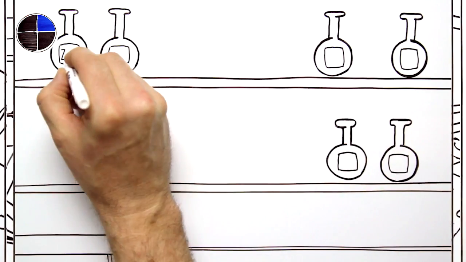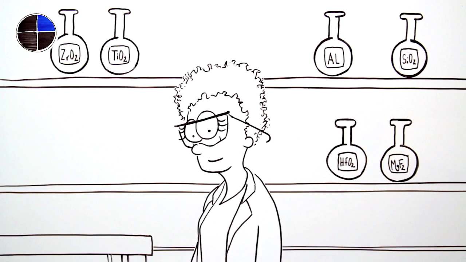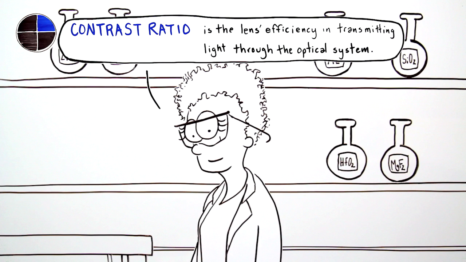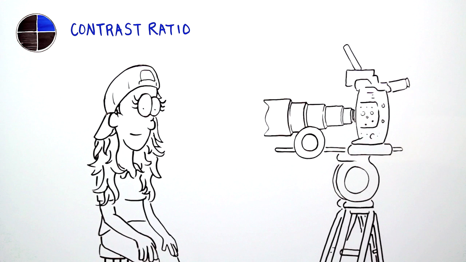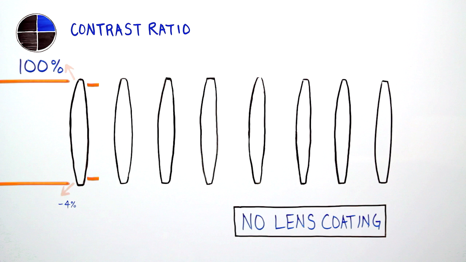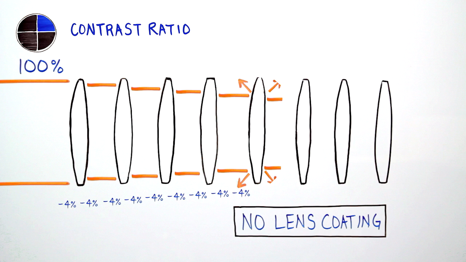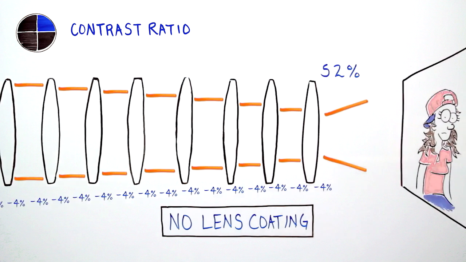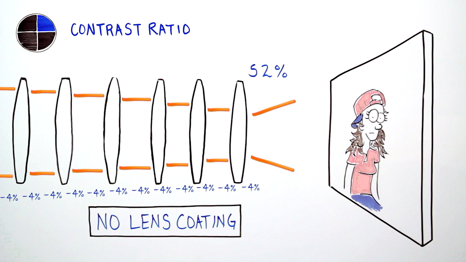The second critical benchmark for capturing a vivid image is a high contrast ratio, which is the lens's efficiency in transmitting light through the optical system while minimizing reflections that pollute the image. Capturing the ideal contrast can be difficult because when light enters or exits a lens surface, about 4% of the light is lost through reflections. The reflections also contaminate blacks in the image. The result is a muted, lackluster picture.